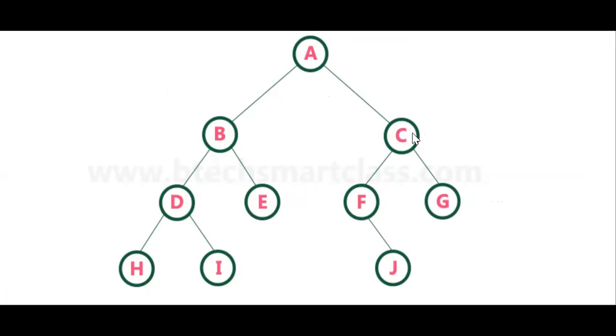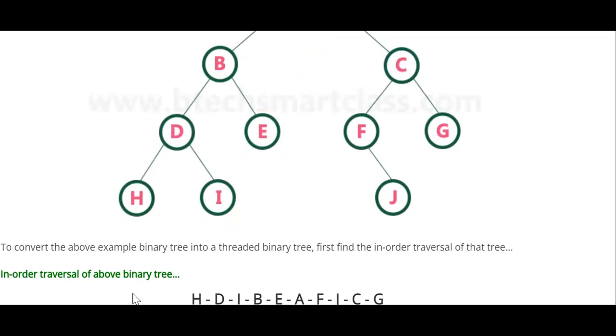From this diagram, this is one example binary tree. It can be converted into a threaded binary tree. So first of all, we have to find the in-order traversal of that tree. Here, what does in-order traversal mean? First, we have to visit which one? Anybody of you tell me? In-order traversal means first the left child, then the root, then the right child. Left, root, then right. So for that purpose, we have to find the in-order traversal of the above binary tree.